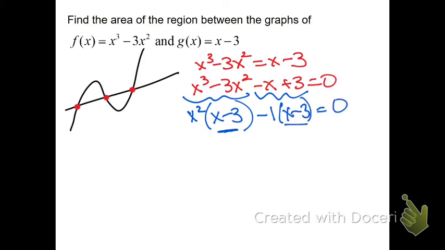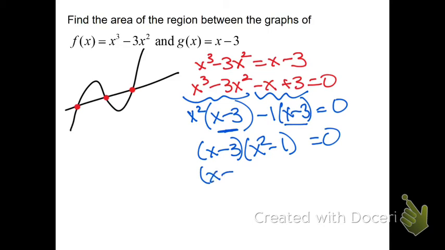Now factor out the x minus 3 that they both have in common, and you're left with x squared minus 1, which you can factor again or set equal to 0 as is. If you factor it again, it's a difference of squares. Or when you set it equal to 0, just remember when you square root, you get 2 answers, plus and minus. Okay, so put all these answers in order from least to greatest.